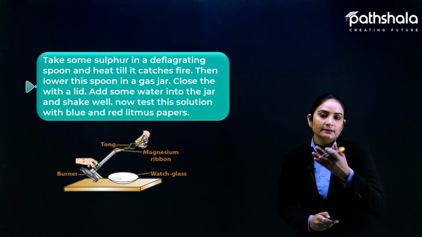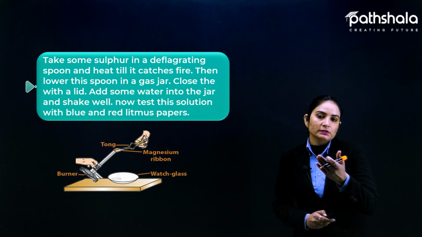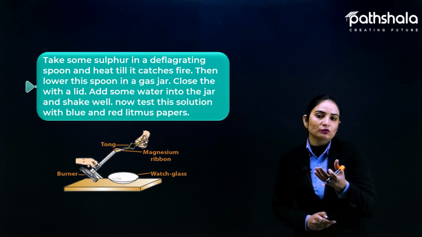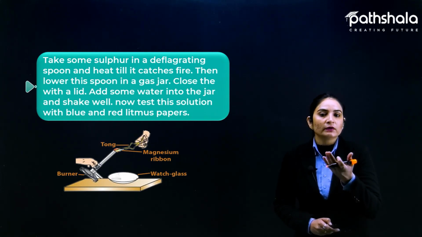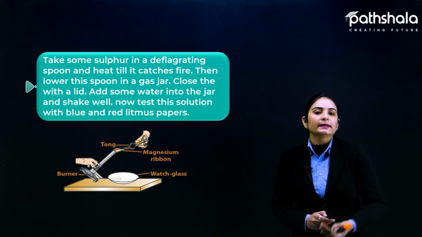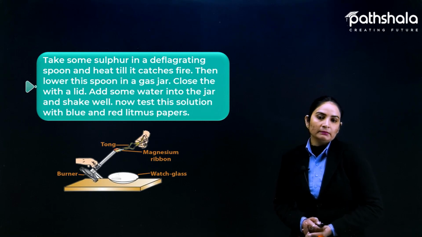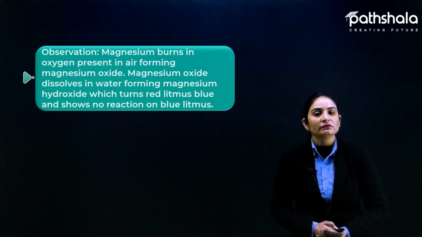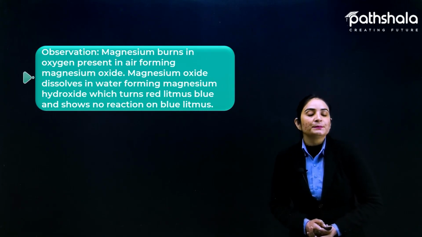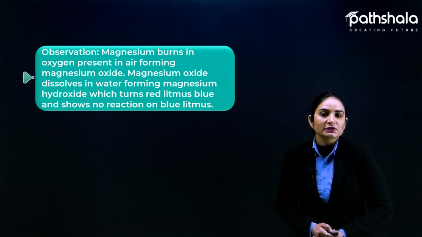Now you can see here the tong is there, and we have to see what we have done. The particular metal and non-metal, we burned with the help of tongs in a flame, we collected the powder, afterward we took the powder in a jar and added water to it and then shook it, and afterward the solution is prepared. That solution we need to test with the litmus paper. So let's see the observation part.